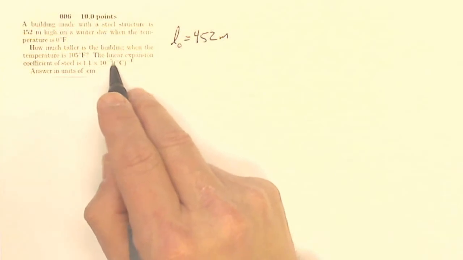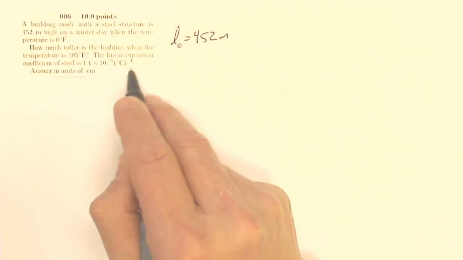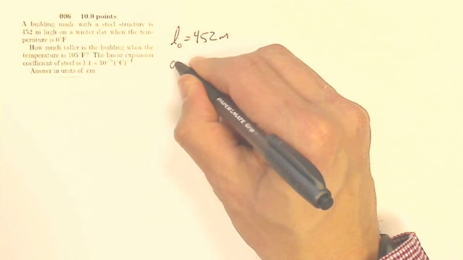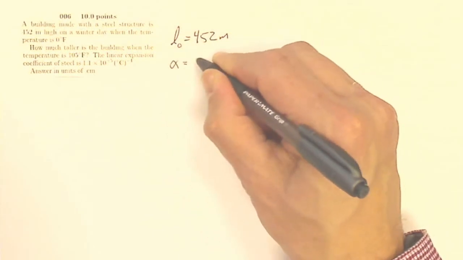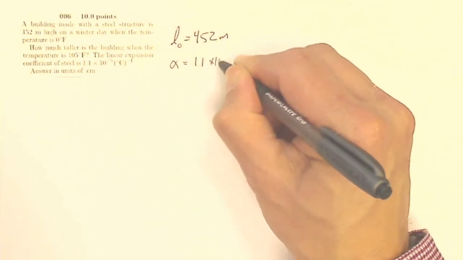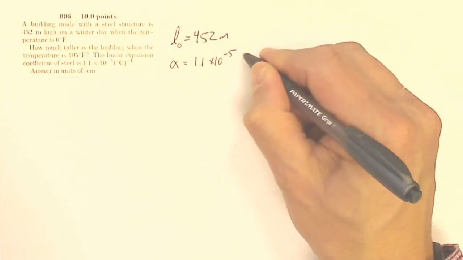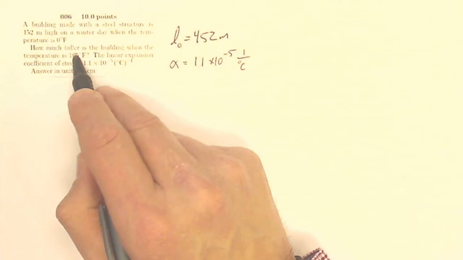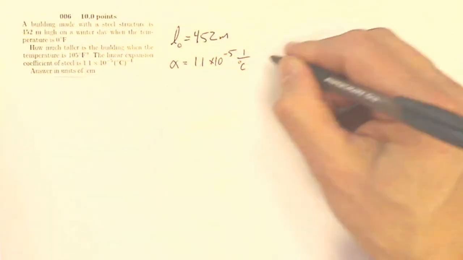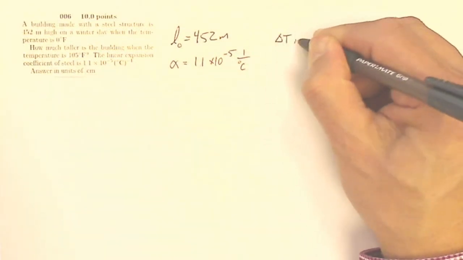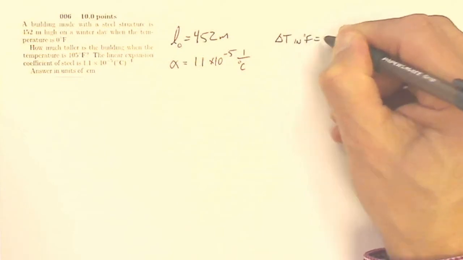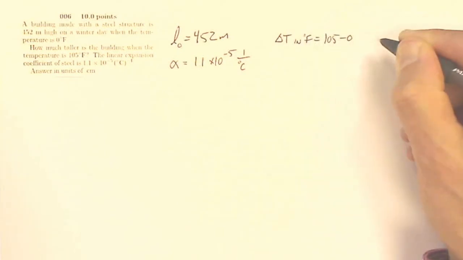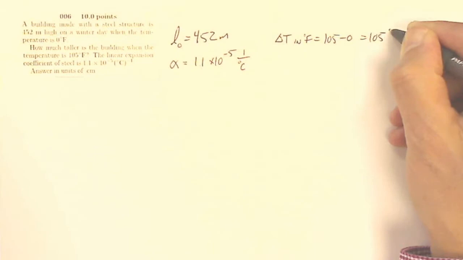The linear expansion of steel is 1.1 times 10 to the minus 5 per degree Celsius. That's what this means. So I know that my alpha, my expansion coefficient, is 1.1 times 10 to the minus 5, and that's 1 over degrees Celsius. Well, they give me degrees Fahrenheit, so I've got 0 and 105. So my delta T in Fahrenheit is 105 minus 0, so for me that's 105 degrees Fahrenheit.